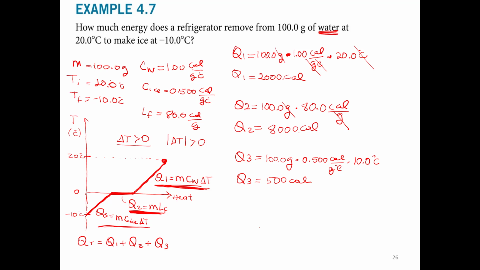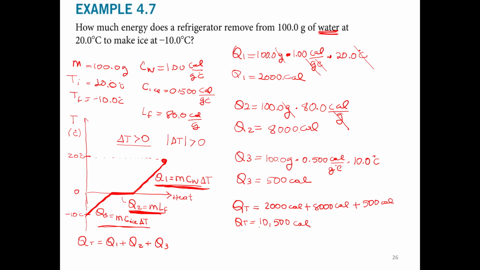To find the total amount of heat that is removed from the water, we add all these different amounts of heat. Then we have 2,000 calories plus 8,000 calories plus 500 calories. Finally, we have here 10,500 calories.